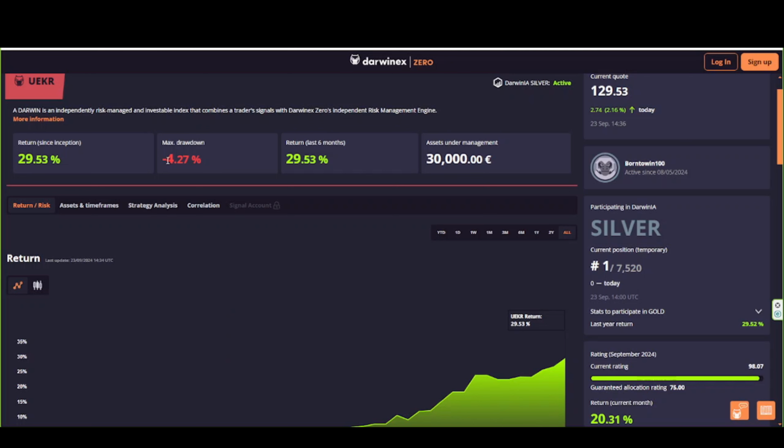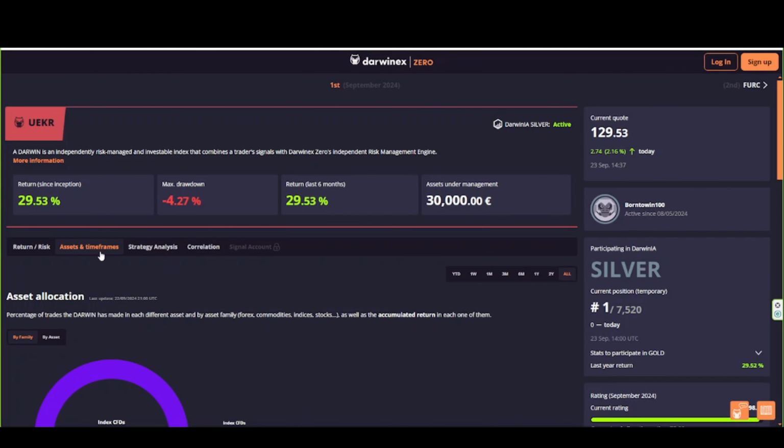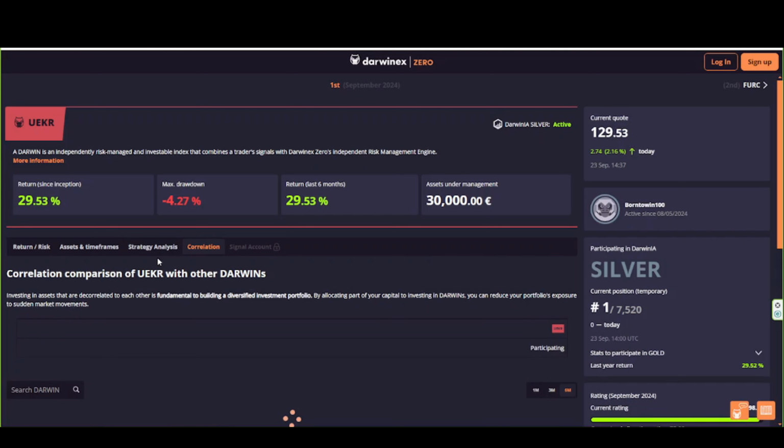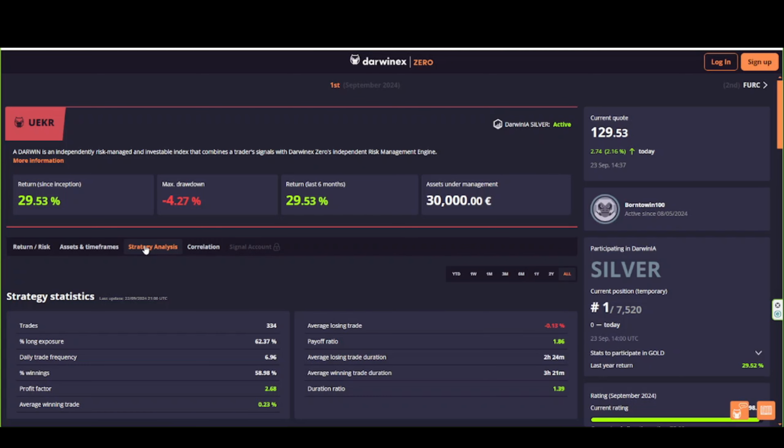Max drawdown minus 4.27%. Assets and time frames of this particular trader. Total trades that this trader's taken in 3 months, 334. So that equates to about 100 trades a month, 58% win rate, number of assets 10. So that's what's really cool, is you can actually look at the different pieces of data of different strategies, which is very helpful, because if you look at the best of the best, it allows you to see how well or how badly you're doing. Obviously, you don't want to compare me versus me, you versus you, but at the end of the day, it is good to have that as an idea.